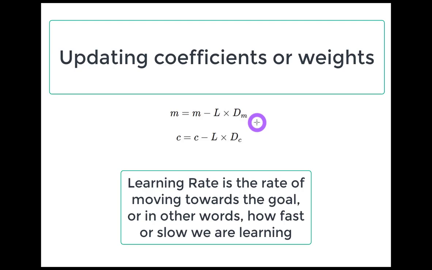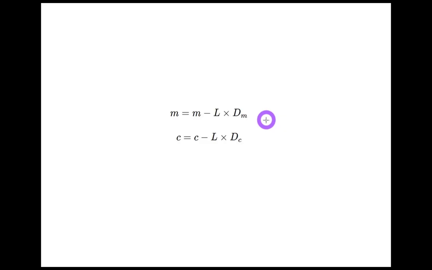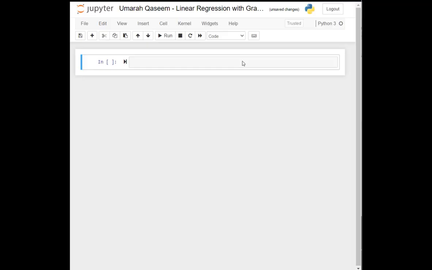And we try to have a larger learning rate when we are quite far away from the goal, and we tend to have a smaller learning rate when we are nearer to the goal, so that we don't miss the goal. Let's start our implementation.